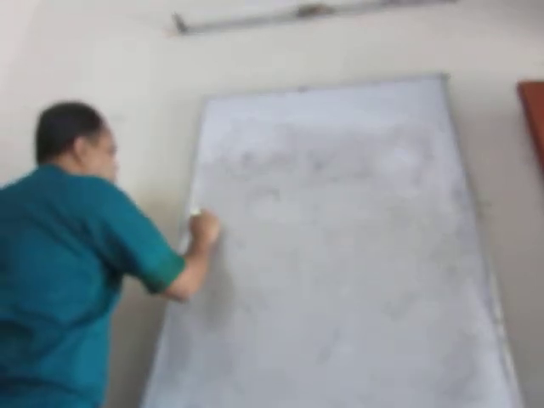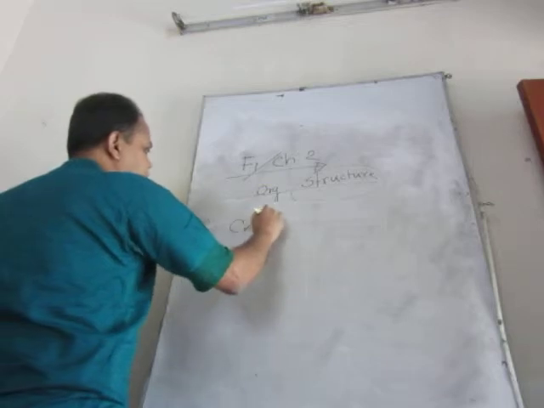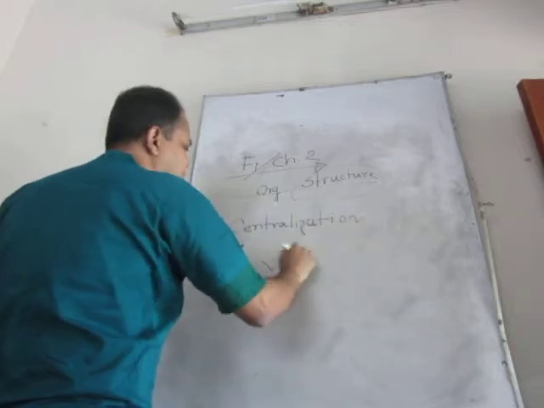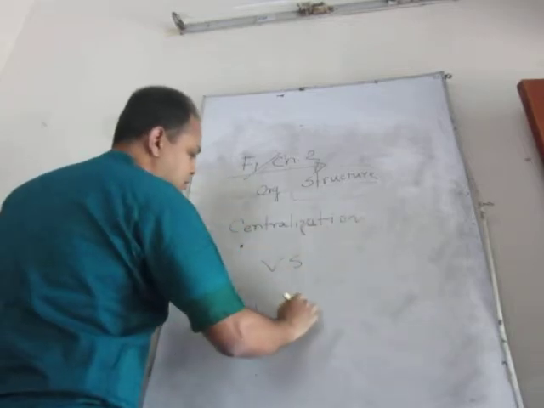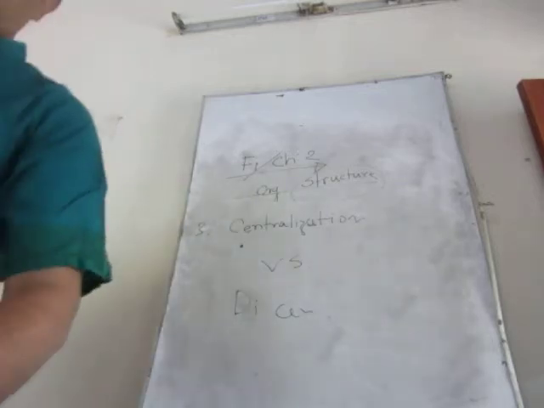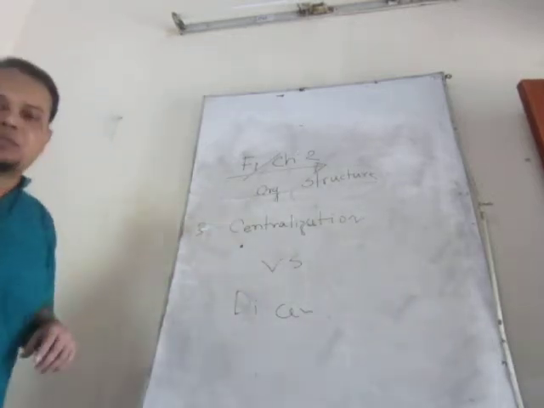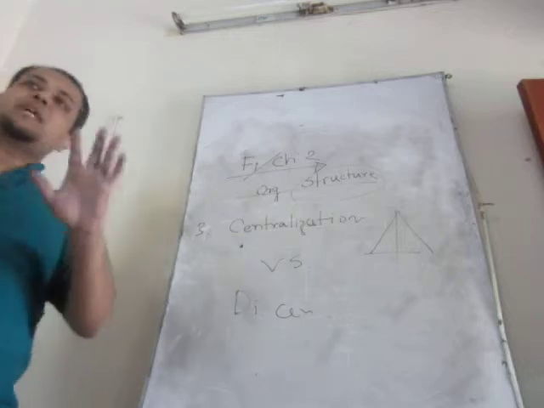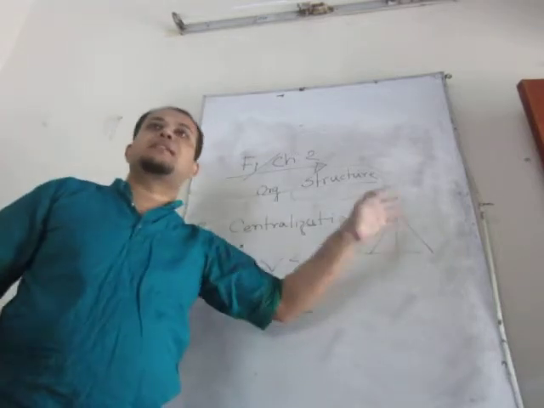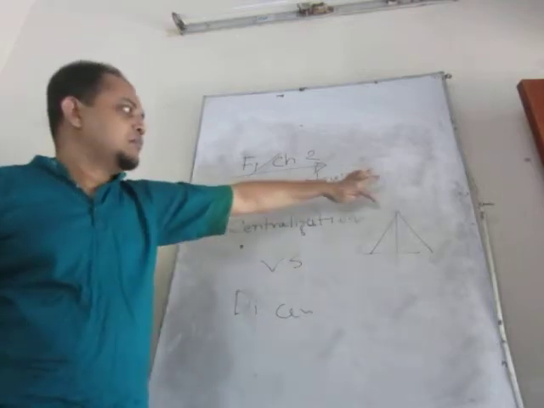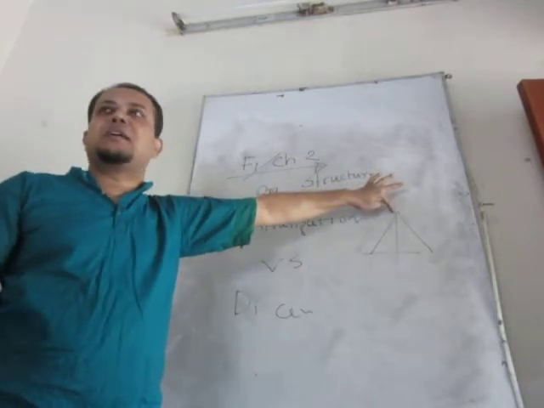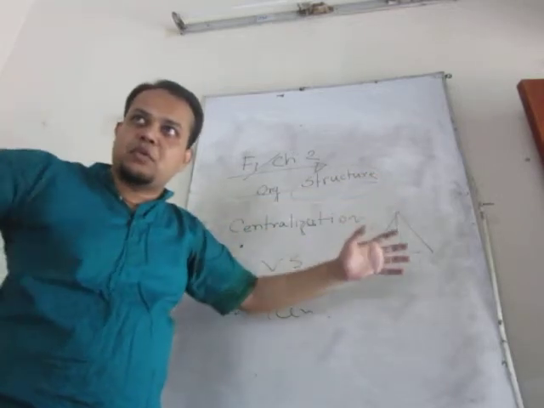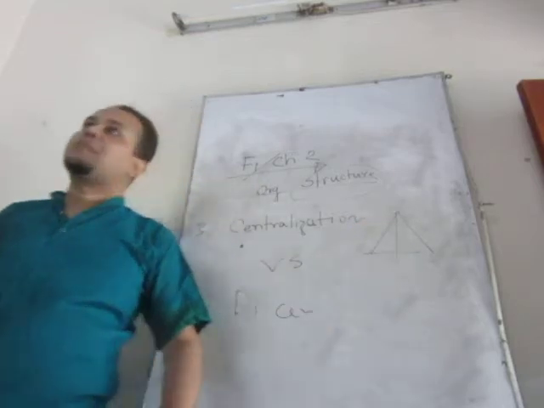The last one of this discussion is centralization and decentralization. Centralization. See, you can imagine the organizational structure is just like a pyramid. At the topmost position, there is one individual who is responsible. And as you go beneath, the number of people will increase. That's why the structure is just like a pyramid.